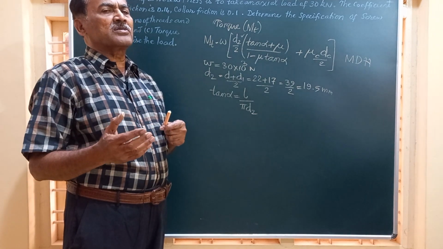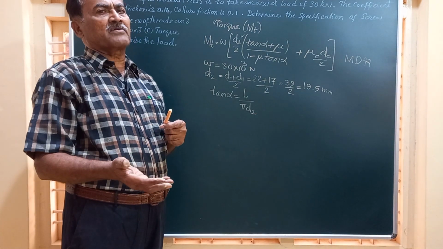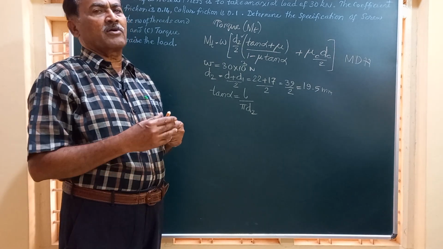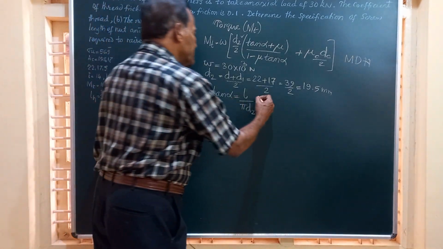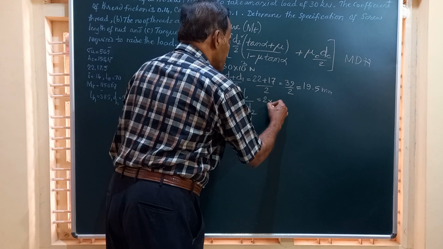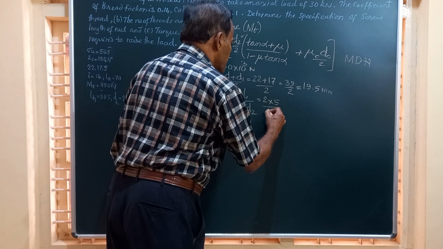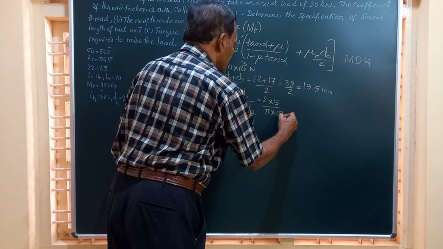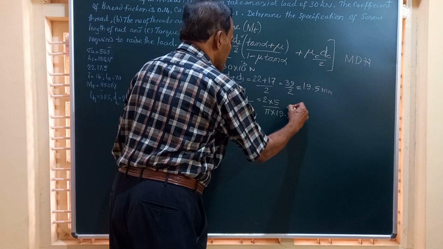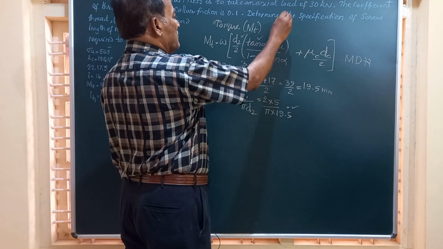Generally, we need to raise or lower the load at a faster rate, and hence lead is equal to twice the pitch, 2 times pitch. Pitch is 5, 5 into D2 is 19.5. Friends, you will be able to calculate what this value of tan alpha is.